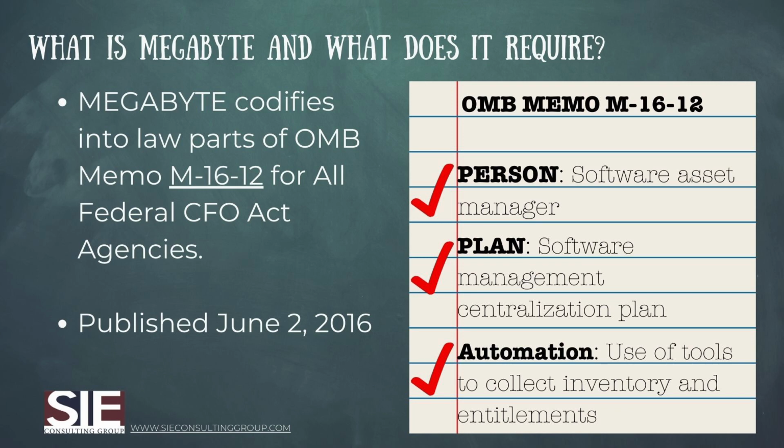Many of the parts of that memo eventually became codified into MEGABYTE, but the memo does include additional requirements that agencies need to be aware of, including the designation of a unique individual person as a software asset manager, the development of a plan called a software management centralization plan, and the use of automation, including tools to collect inventory and entitlement records. There are some other requirements in both the memo and MEGABYTE, specifically around training and establishing goals and objectives for the software license management program, considering licensing throughout all life cycle phases to make effective decisions, etc.